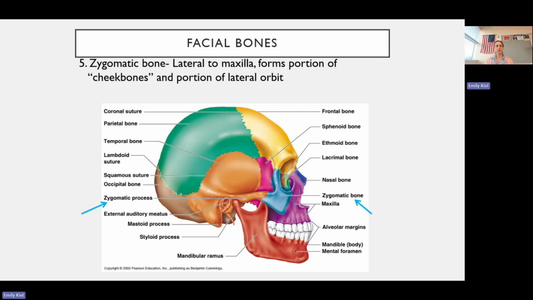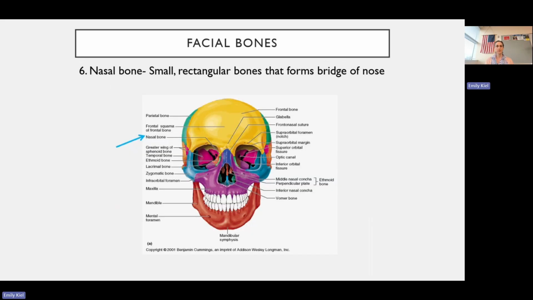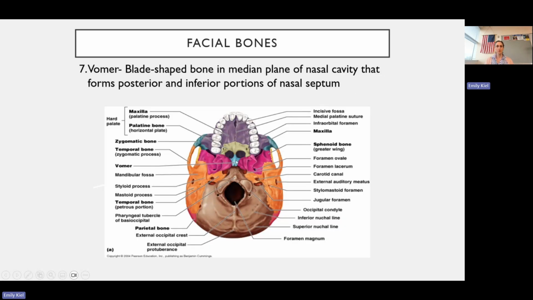Zygomatic bones are your cheekbones. The zygomatic process comes off of the temporal bone to connect to the zygomatic bone, which forms a lateral portion of the orbit. We've got those two little nasal bones at the bridge of the nose. You've got your vomer, the little blade-shaped bone. It forms the posterior and inferior portions of the nasal septum.